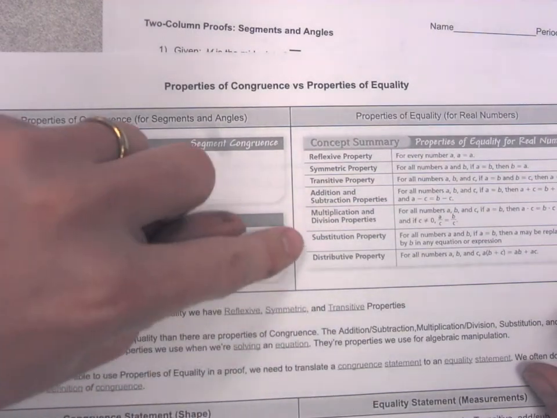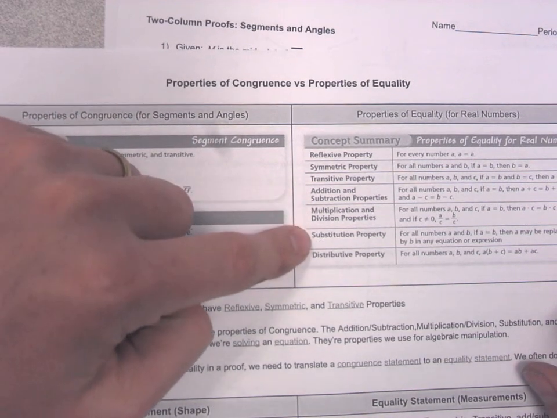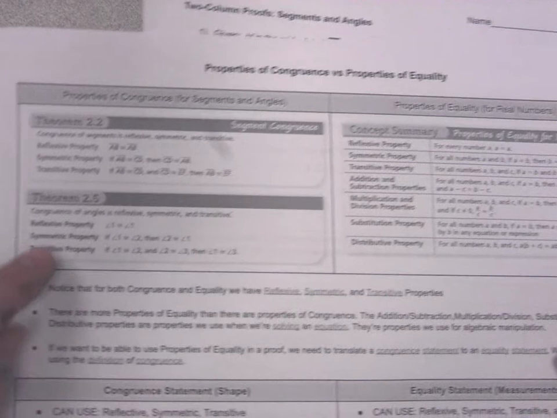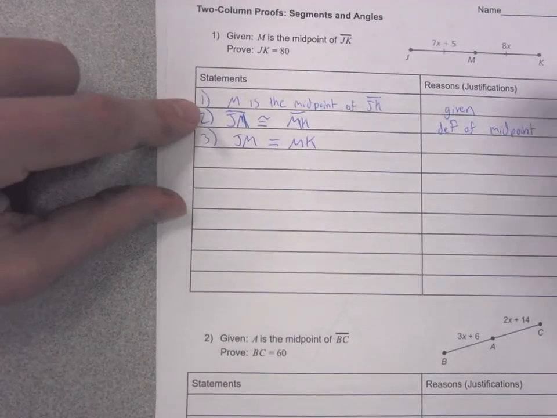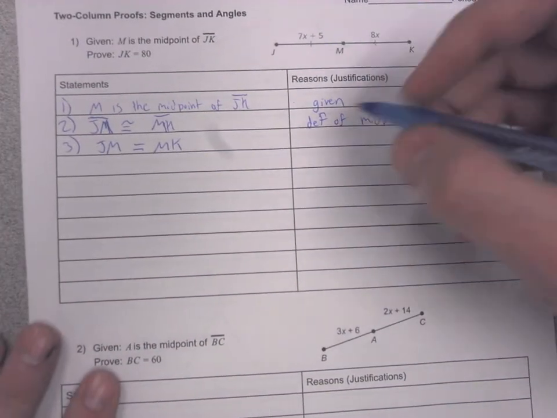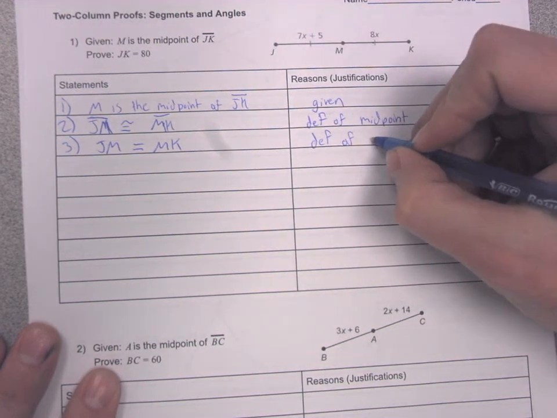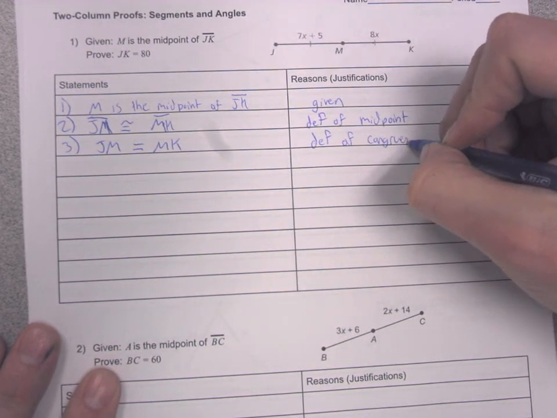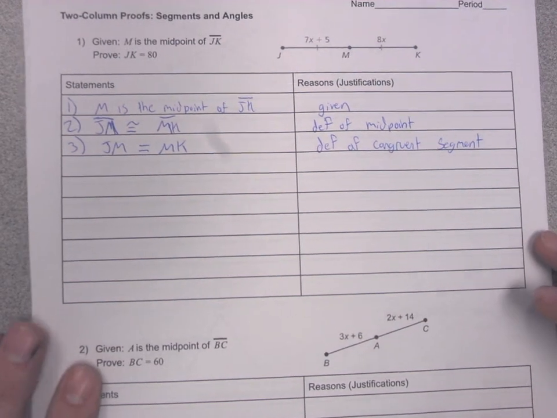So with equations, we can do multiplication and division, we can do addition and subtraction, we can do substitution, we can distribute, but we can't do those things over here. So this translation here from congruence to equality is actually really important. And the way we justify that is we just say that's the definition of congruent segments. That's what it means for two things to be congruent.